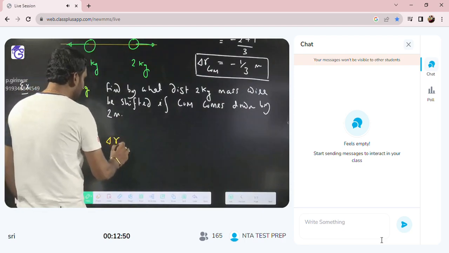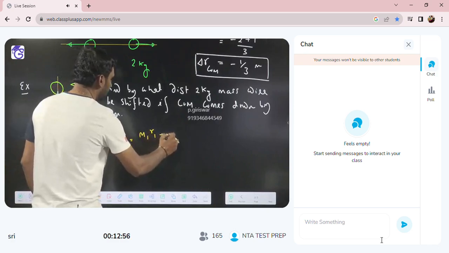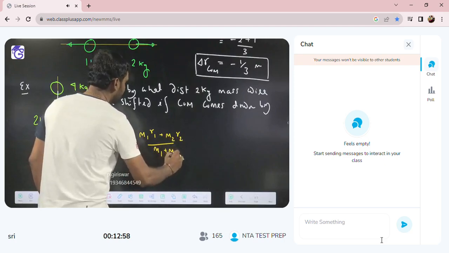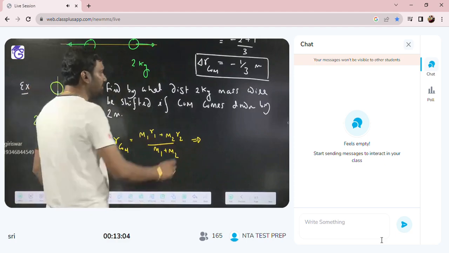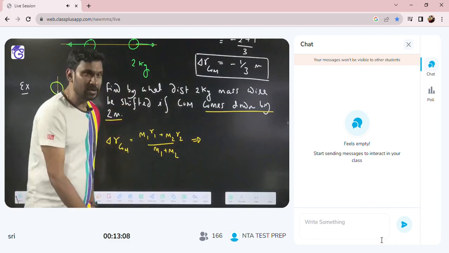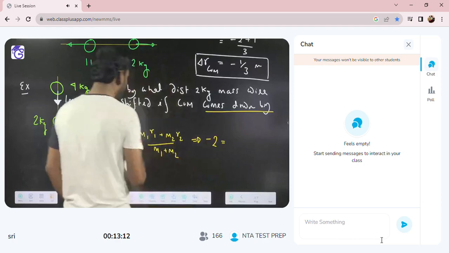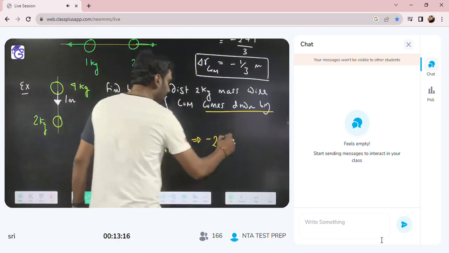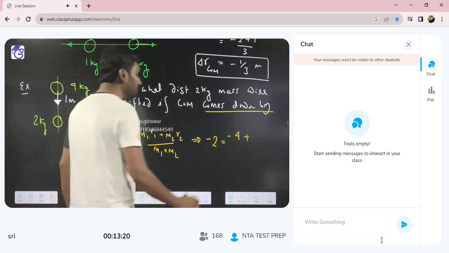Delta R center of mass is equal to, I will rely on my formula, M1 R1 plus M2 R2 by M1 plus M2. What is delta R center of mass? They have said comes down by 2 meter. Comes down by 2 meter means minus. So it is -2 is equal to M1 R1, 4 kg coming down again, -4, plus 2 into R2. I have to calculate this.